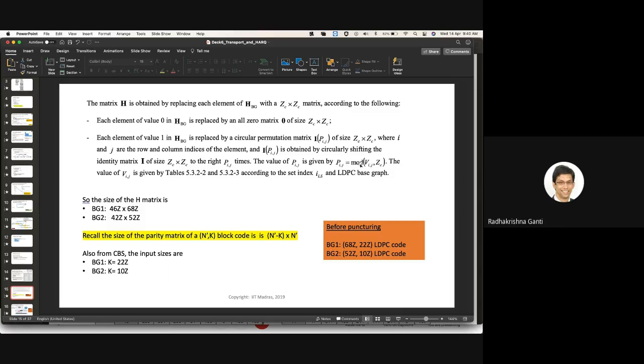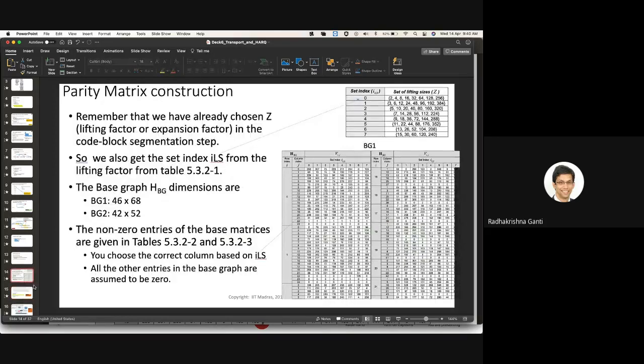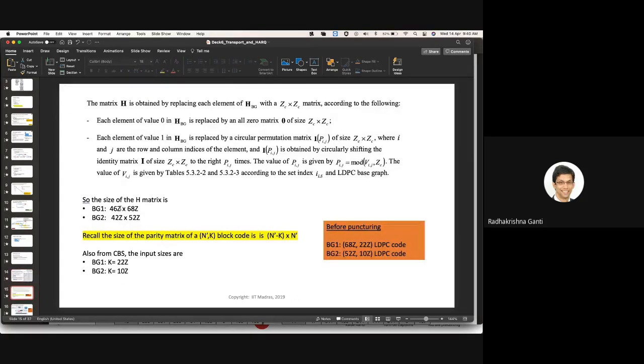Is this clear? Effectively, at the end of all this procedure, base graph 1 will have a size of 46Z into 68Z. Remember, base graph 1 was 46 into 68. Now if you expand this using the lifting factor Z, you get 46Z into 68Z. Similarly, 42Z into 52Z. Is this clear? Is this fine? Did you understand this part?